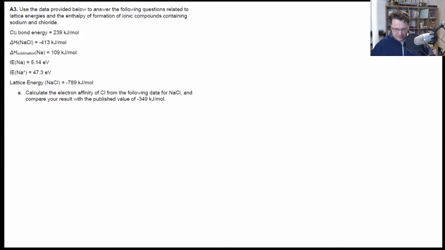So in this case right here, what we're being asked to find is the electron affinity for chlorine, from the data right here for sodium chloride, and comparing those results to the published value that we have in those cases. So at the end of the day, the reaction that we're really looking at is the reaction of solid sodium plus gaseous chlorine to form sodium chloride solid.